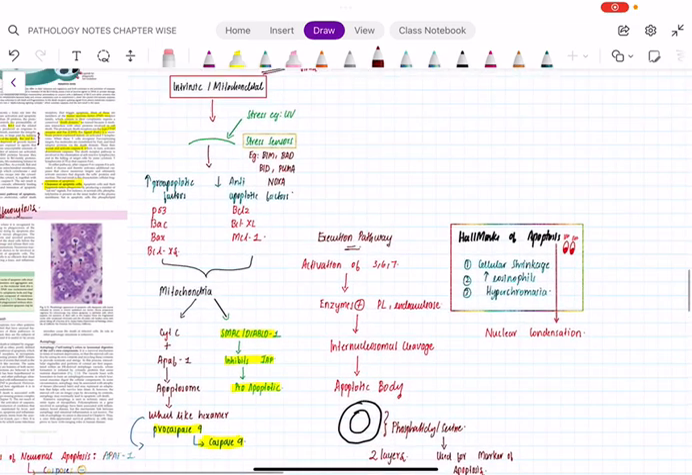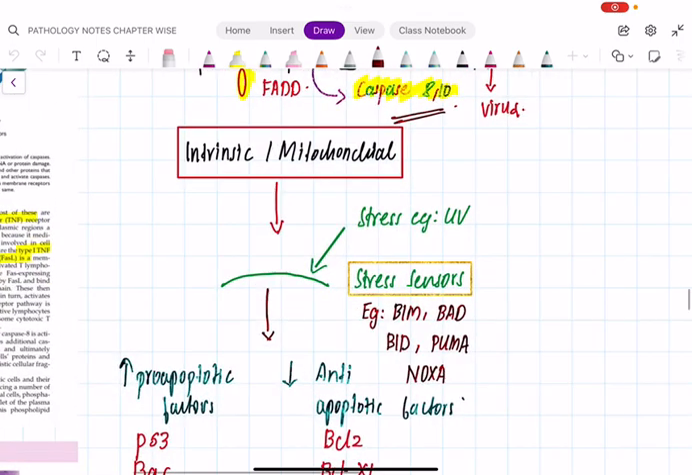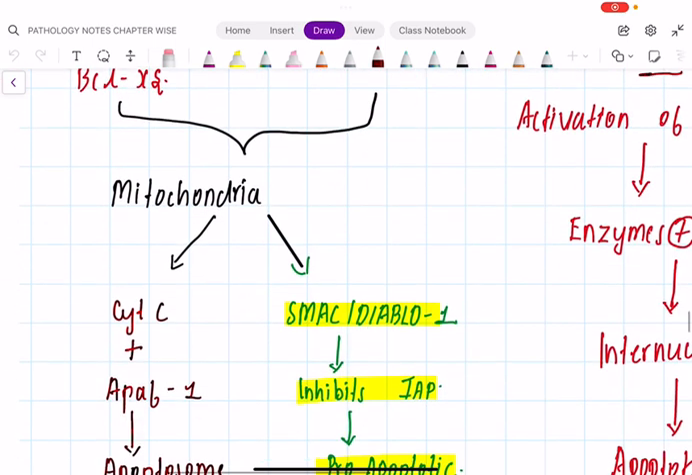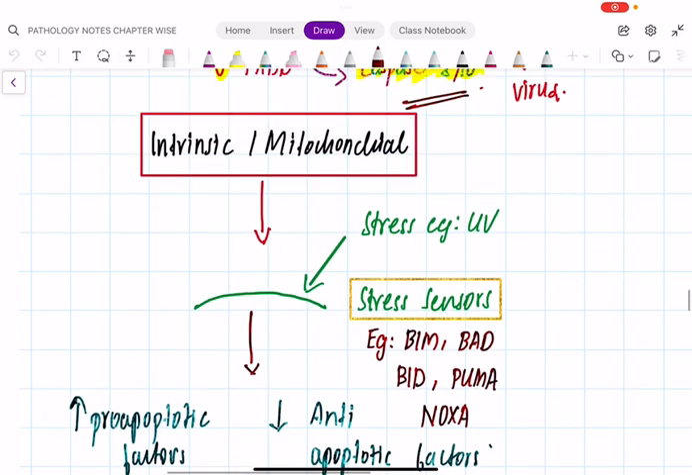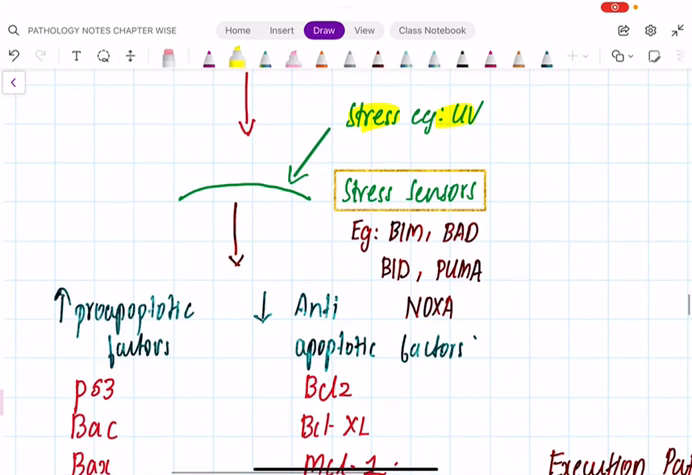I will tell about the executioner pathway in detail. Before that, we will go for the next pathway, the intrinsic pathway. The intrinsic pathway is also called the mitochondrial pathway. Why is it called the mitochondrial pathway? Because the mitochondria have cytochrome C. You have learned in biochemistry about cytochrome C oxidase and all. Cytochrome C is a very important enzyme which plays a role in the mitochondrial pathway. Suppose there is some stress, like ultraviolet rays. This stress will be sensed by a group of proteins, which we call stress sensors.